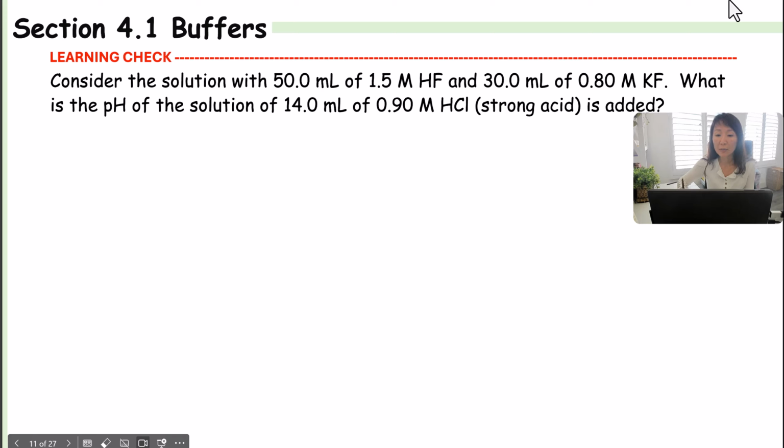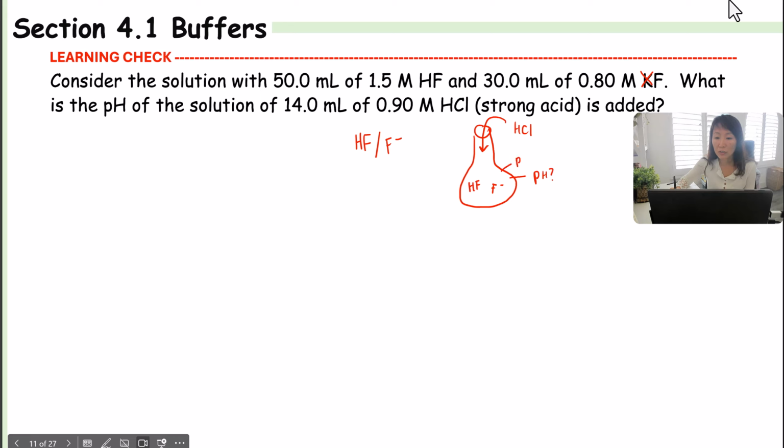So we have this buffer system of hydrogen fluoride, hydrofluoric acid, and we have our fluoride ion. I put F minus because potassium is our spectator, so we don't consider that part of what we're going to solve for. Now it's asking, we have this buffer solution filled with HF and F minus, and now I'm going to be adding a strong acid, HCl. And so now what is the pH change?